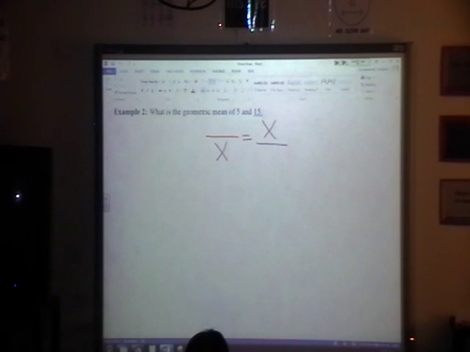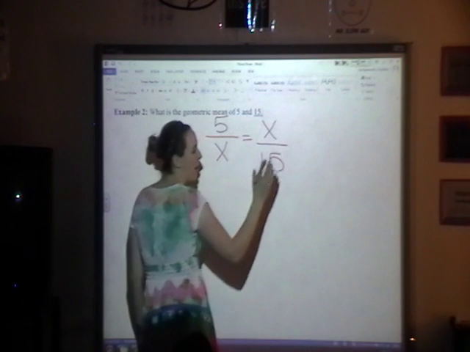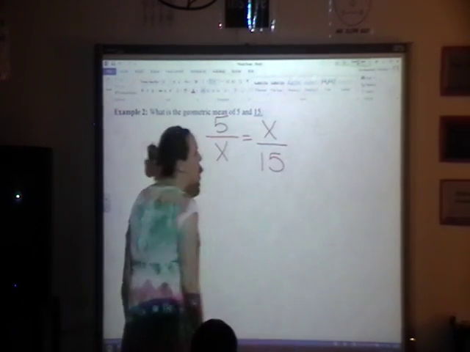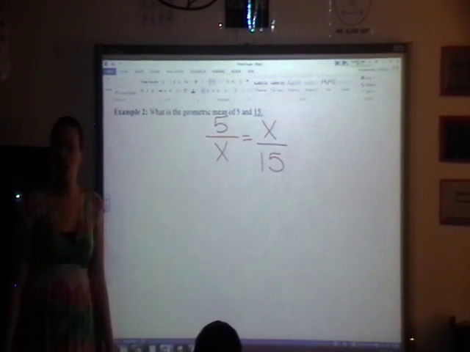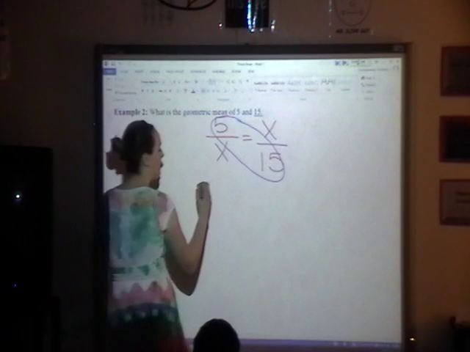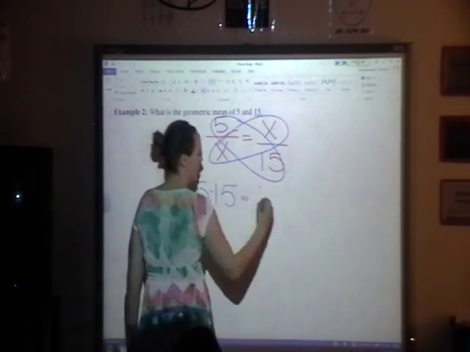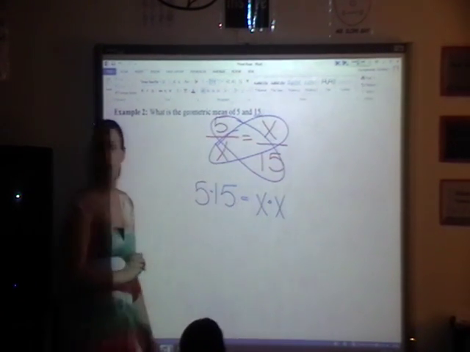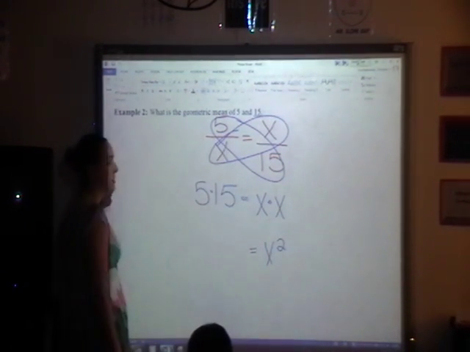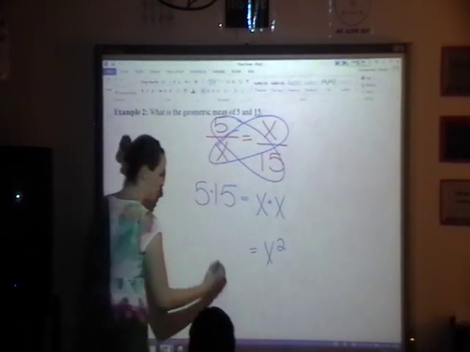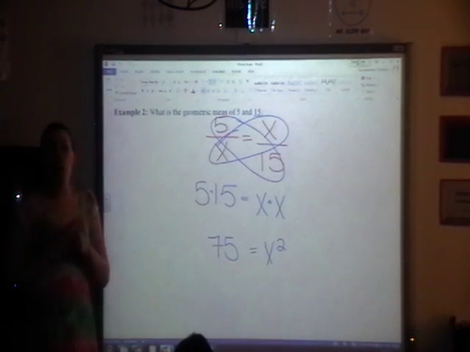So what are our A and B? What are our somethings? 5. Perfect. 5, 15. If you do it backwards, you're good. You're golden. How do we solve proportions? Cross multiply. 5 times 15 equals x times x. What's x times x? X squared. What's 5 times 15? 75.